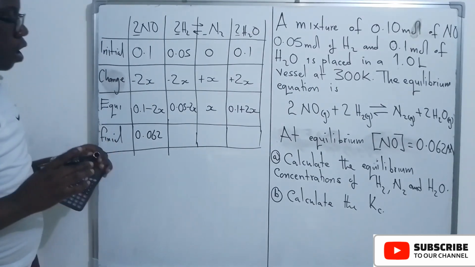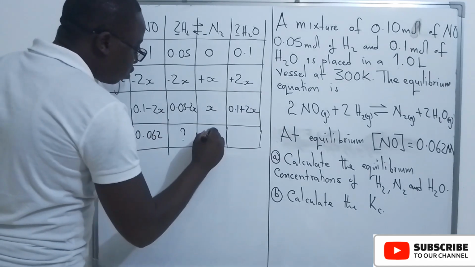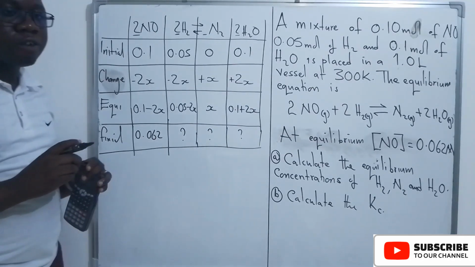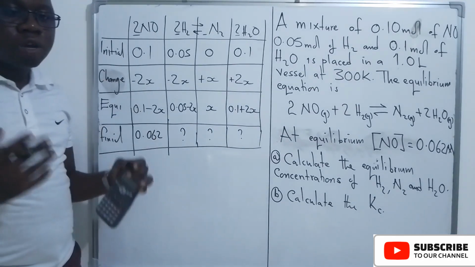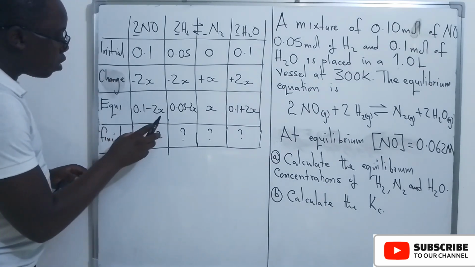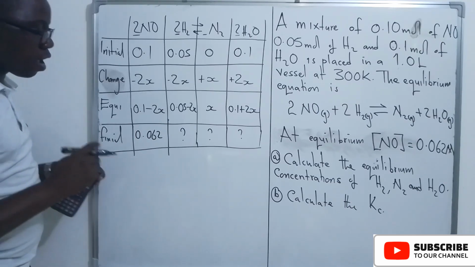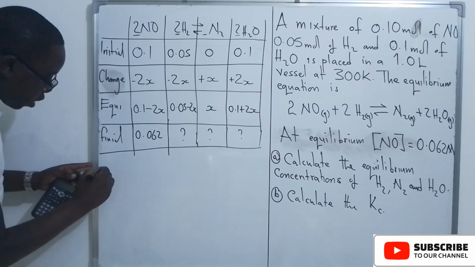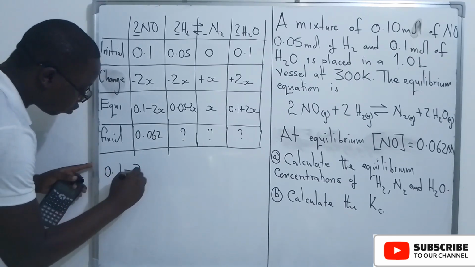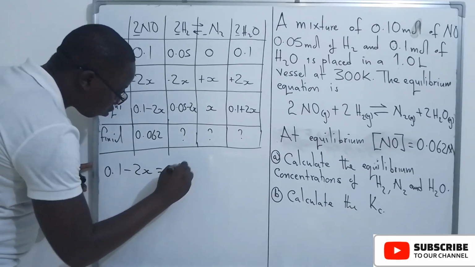We can use the final value of NO to find the final concentration of these three, which answers our first question. How do we use this? We are going to use the final value and the equilibrium expression to find the value of x. So what do we mean? We are saying 0.1 minus 2x should give us 0.062.